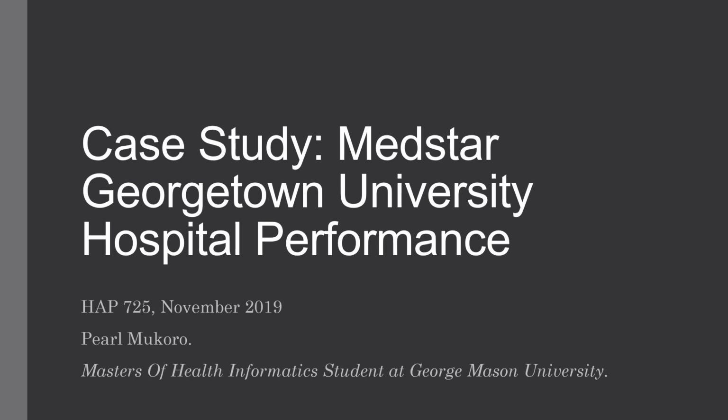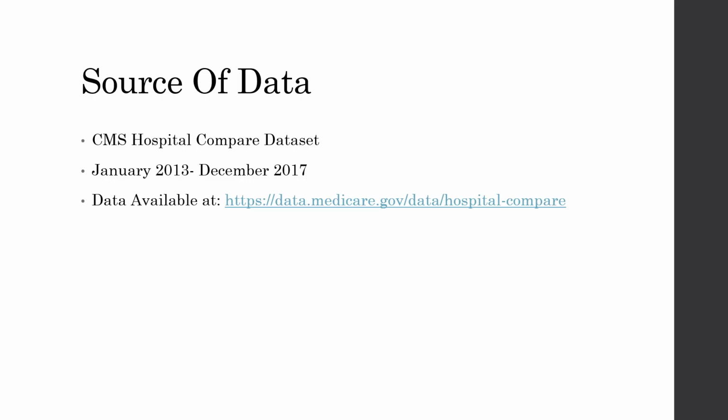I'm a Master's of Health Informatics student at George Mason University, and this presentation is done for the class HAP 725. This is a case study where I compare the performance of Medstar Georgetown University Hospital against several other hospitals. The source of data is from Centers for Medicare and Medicaid Services. It's the hospital compared data set, and I used a time frame from January 2013 to December 2017, and the data is available in zip files in this link.